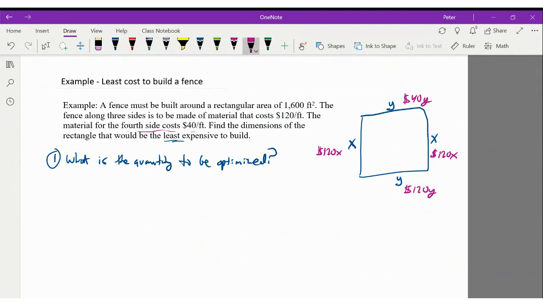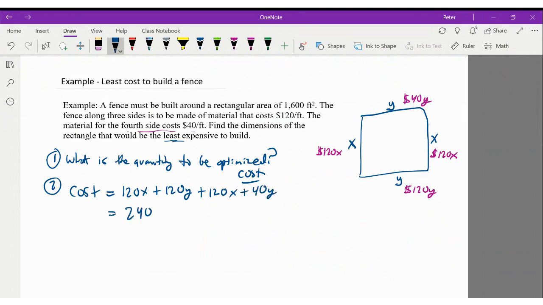So, all right, what we have to do is write cost as a function. So the cost to build this object is going to be 120x plus 120y plus 120x plus 40y. So that equals 240x plus 160y, which is going to be a little bit easier if I write it this way, 80 times (3x plus 2y). Okay.